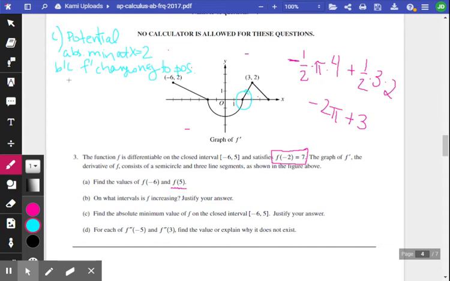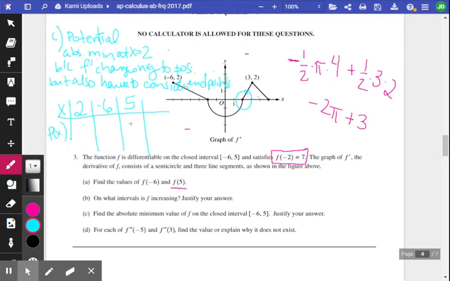But I also have to consider the endpoints. So you've got to consider the endpoints. So now we need to make a little chart. And we need to talk about what x values are our potential candidates for our absolute min. So our potential candidates are x equals 2, because that's where the derivative changes from negative to positive, and that's the only place. And I have to consider the endpoints of -6 and 5.